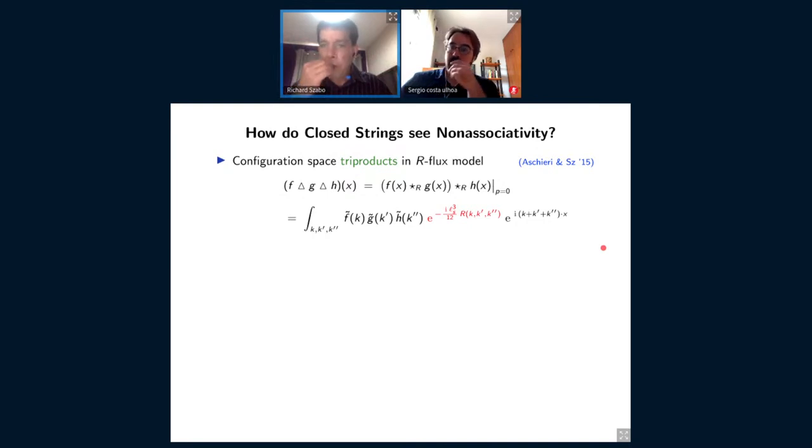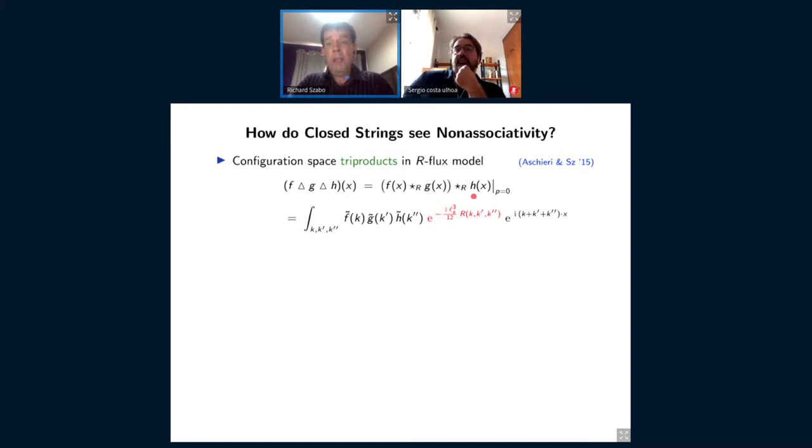Okay. So what we do is the following: we're going to define something called a triproduct, a new ternary operation. So we take the star product that I wrote down before. But now it's in this R-flux model, right? So it's the theory where X and P are interchanged. X and P are swapped. So I take a triple of functions on configuration space. So these are not phase space functions. They're on configuration space. I give them a particular ordering that I define like this, and I multiply them together using the phase space star product. That's what this star R is.